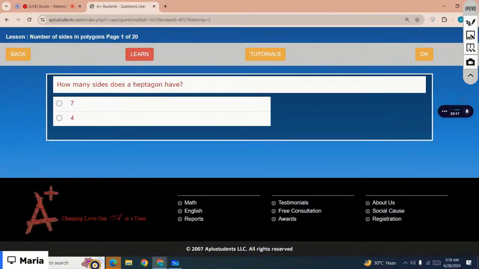How many sides does a heptagon have? So which is the correct option? A heptagon has seven sides. So the correct option is seven. Option number one is the correct option.